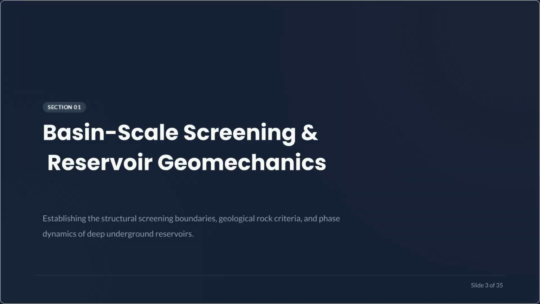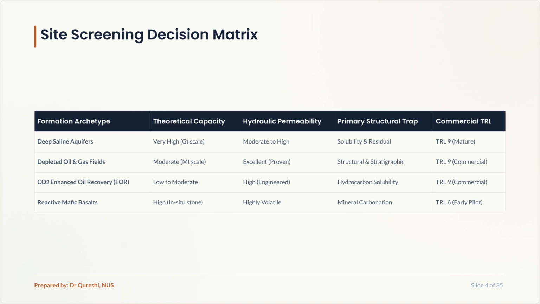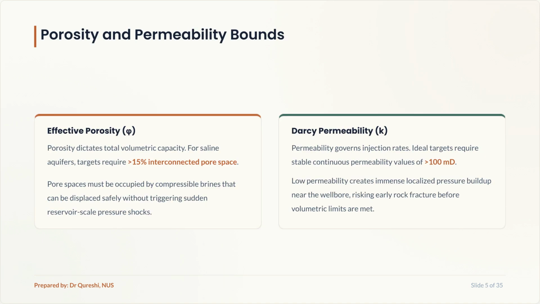Our first section focuses on basin-scale screening and reservoir geomechanics, where we establish the necessary boundaries and geological criteria for effective storage. This matrix illustrates the diverse formation archetypes available for storage, comparing their theoretical capacity, permeability, primary trapping mechanisms, and commercial technology readiness levels. Effective porosity and Darcy permeability are fundamental to site suitability. Ideal reservoirs require over 15% interconnected pore space and consistent permeability, exceeding 100 millidarcies to manage pressure safely.